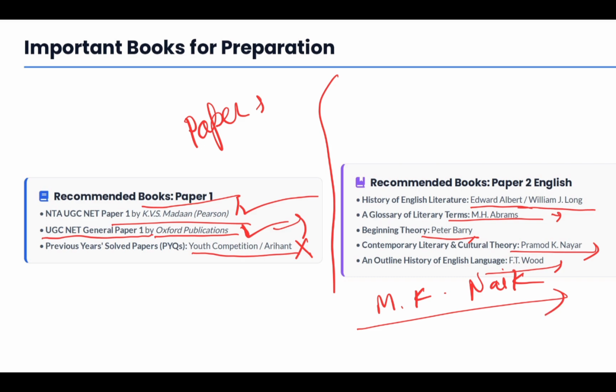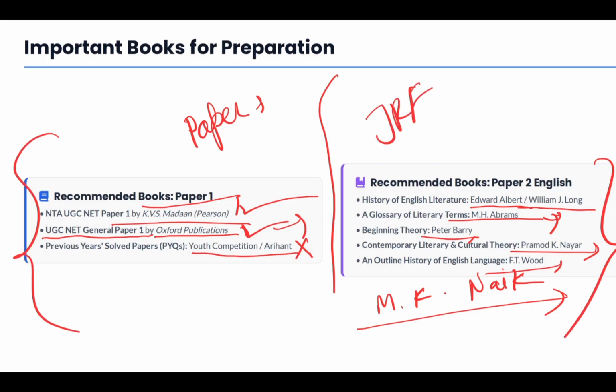This book is very important and also very useful to prepare yourself for Indian English literature. And this book is also very important. And Pramod K. Nair's cultural theory book is also very important. So these are the important book lists. Please must read these books so that you can qualify JRF.